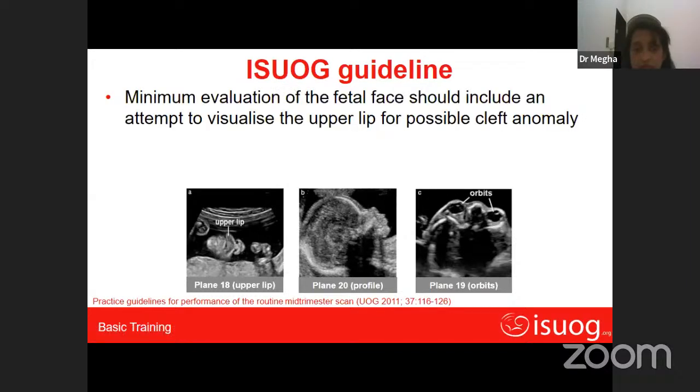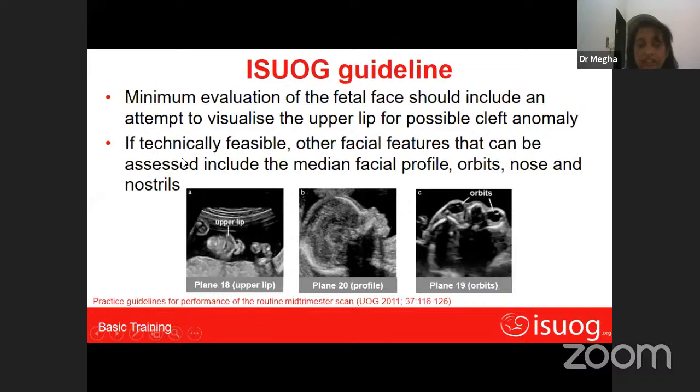Now, as per the ISUOG guideline, the minimal evaluation of the fetal face should include visualization of the upper lip, assessment of the upper lip for any possible cleft. And that's the minimum that you should do. If it is technically feasible, then it is always nice to look at the other features like the nose and the nostrils, the orbits and the median facial profile.